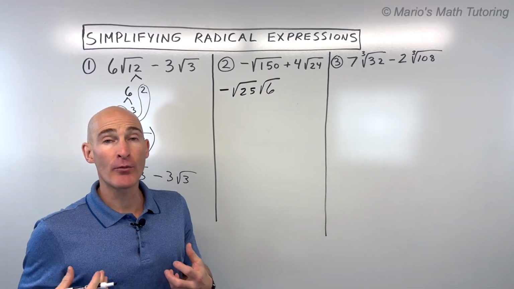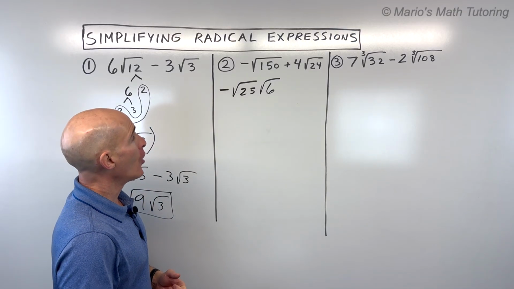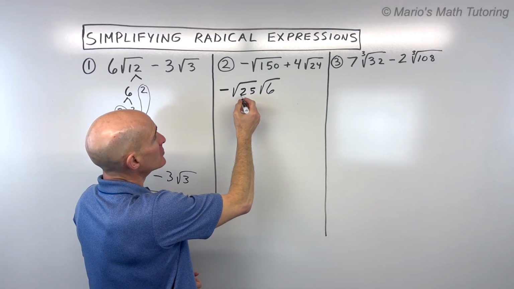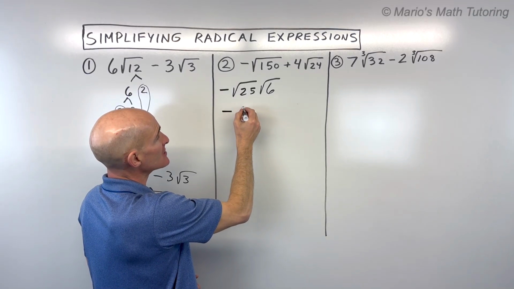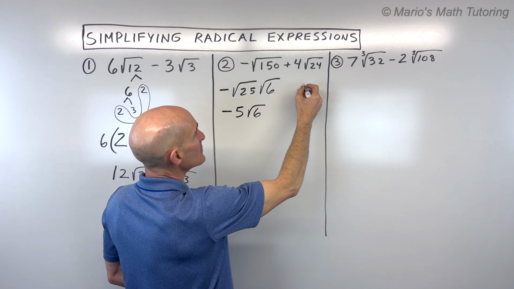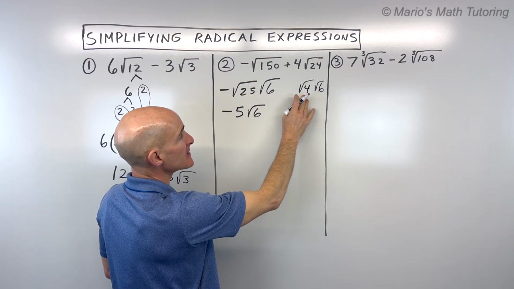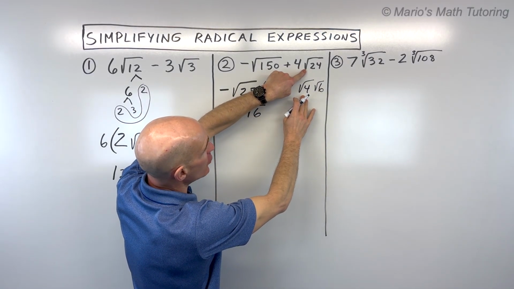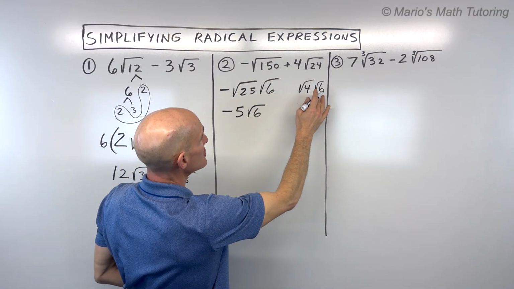So you can try to divide out perfect squares like 4, 9, 16, 25, 36, etc. Or you can do the factor tree method that I was showing you over here. Now the square root of 25 is 5, because 5 times 5 is 25, so that's going to give us negative 5 square root of 6. Over here now 24, I know that that's going to be the same thing as 4 times 6. Square root of 4 is a perfect square. That's going to be 2. But you see how the 4 is right next to that square root? Again, that means multiplication. So this is going to come out to 2 times this 4 is going to be 8 square root of 6.